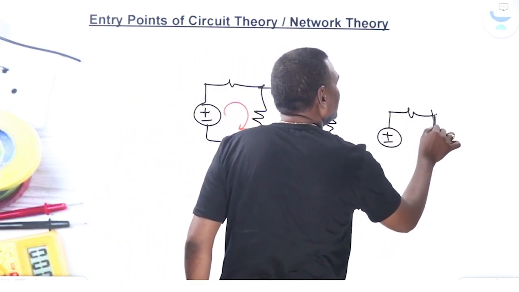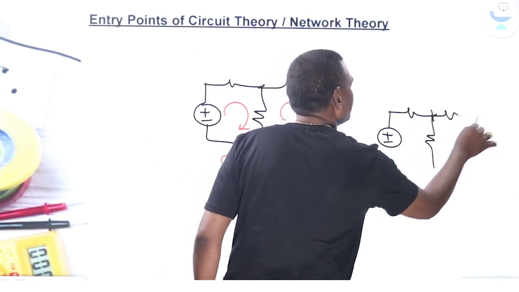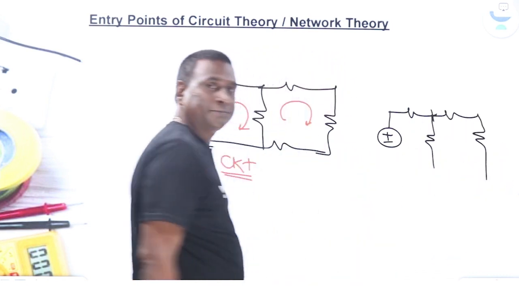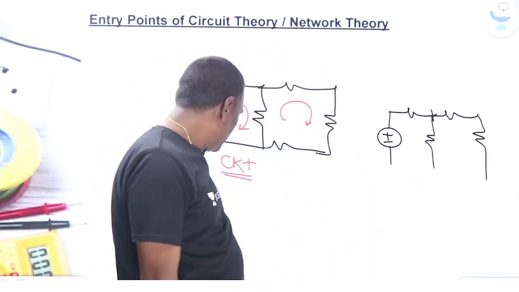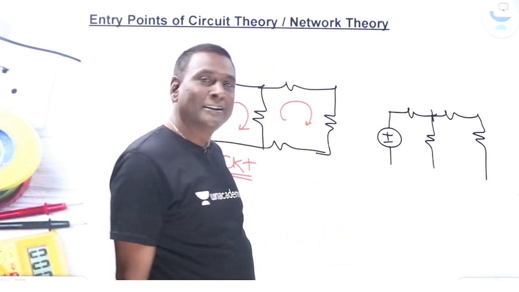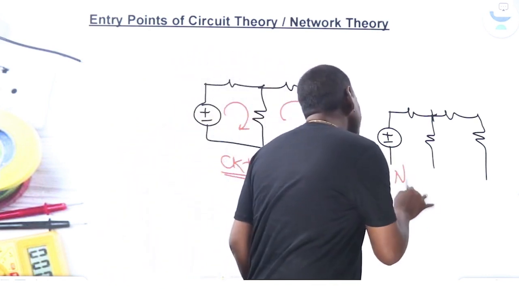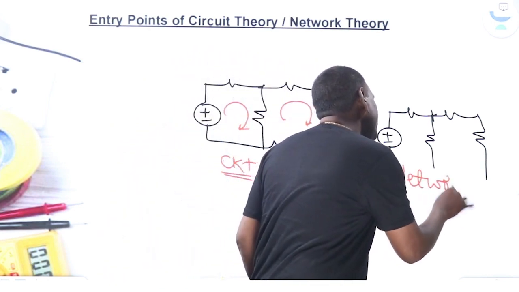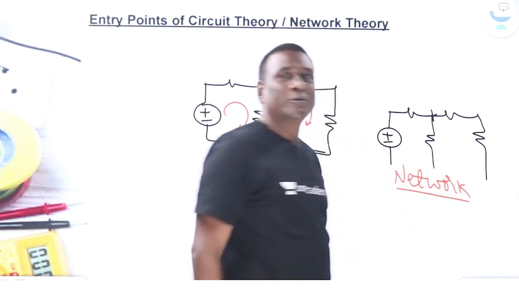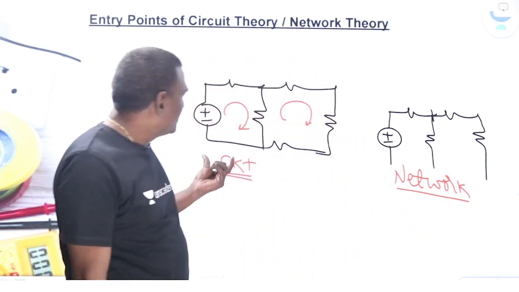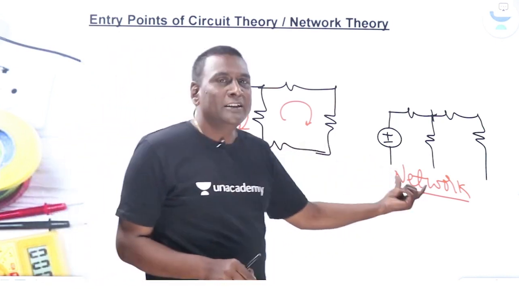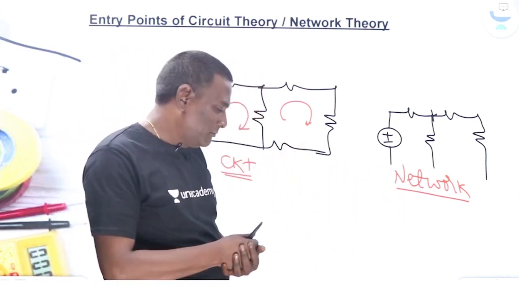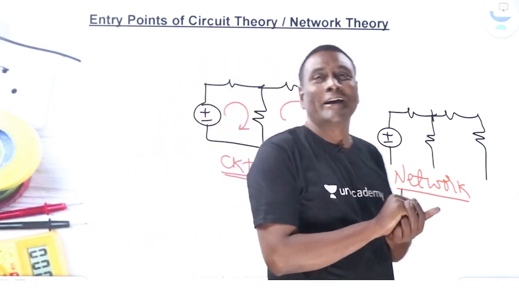I'll tell you why this is vague also. Like this. Is there any closed path here? No, there is no closed path. So the moment closed paths are not there, we can call this a network. Basically, network is a superset of circuit. Circuit means at least one closed path should be there, and network means open paths are also allowed. But why is this question vague?